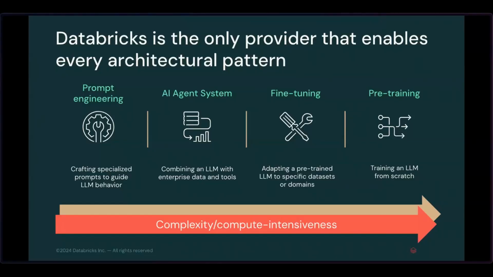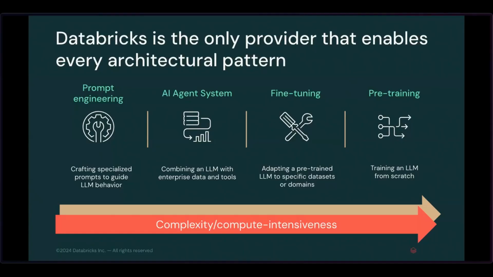We're the only provider that supports every architectural pattern for generative AI, all the way from lowest to highest complexity. Starting at lowest complexity, prompt engineering. You just want to craft specialized prompts to guide LLM behavior. Some tools we provide that would help you with that we'll be talking about more later: AI gateway, MLflow evaluation. We also support AI agent systems, which is what we're going to be focusing on today, where you're combining your LLM with external knowledge retrieval and access to tools. Some of our tools that you would use for this are agent framework, agent evaluation, vector search, model serving.